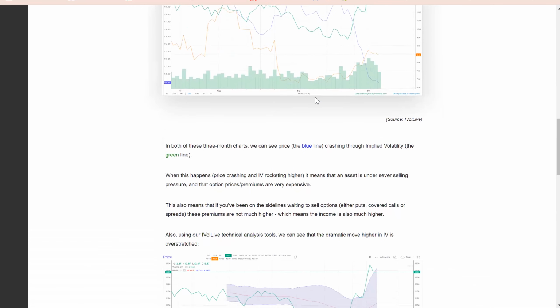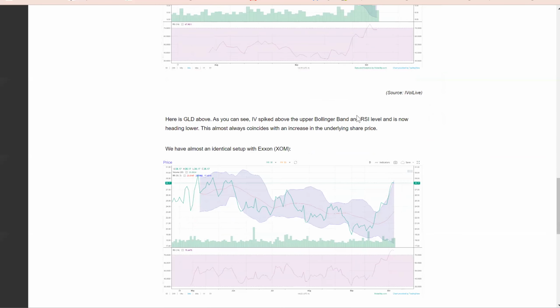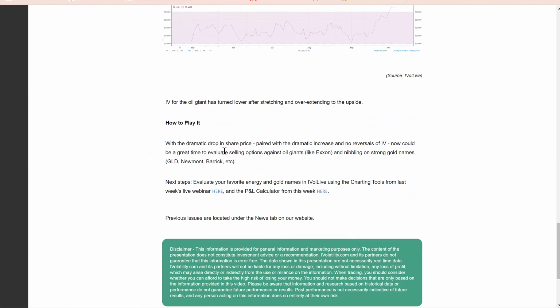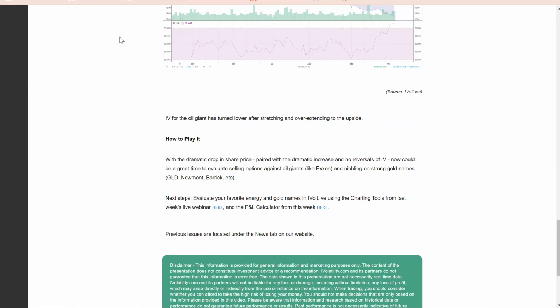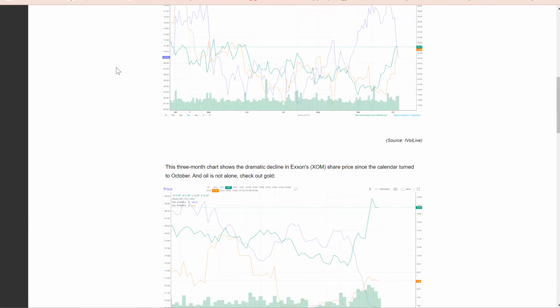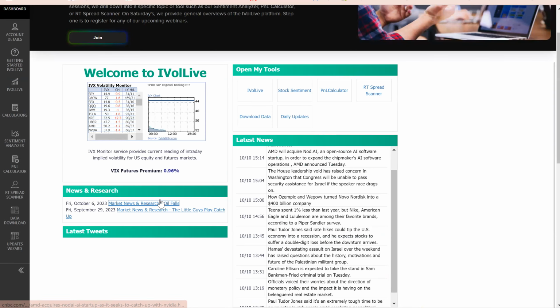You can see we highlighted ExxonMobil, some interesting trends and charts for Exxon, and then some ideas on how to play it, right? Because it's like, okay, great, we have all this data, all this information. Now, how do we use it? This was a very interesting topic that is now even more timely today, so we can spend some time on that as well.